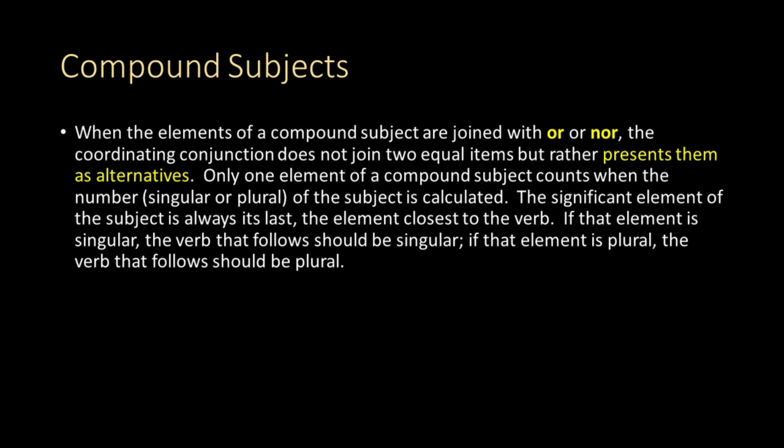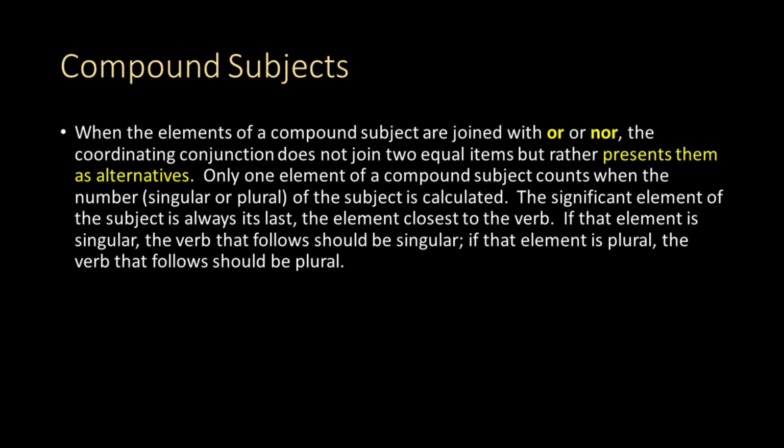Different rules apply when the elements of a compound subject are joined with or or nor, which are often found in the correlative conjunctions either-or and neither-nor. Although or and nor are coordinating conjunctions, they do not join two equal items, but rather present them as alternatives. As a result, only one element of a compound subject joined by one of those conjunctions counts when the number, singular or plural, of that subject is calculated.